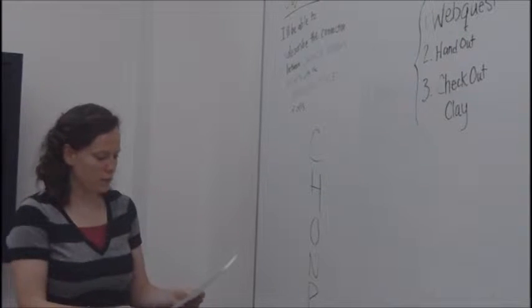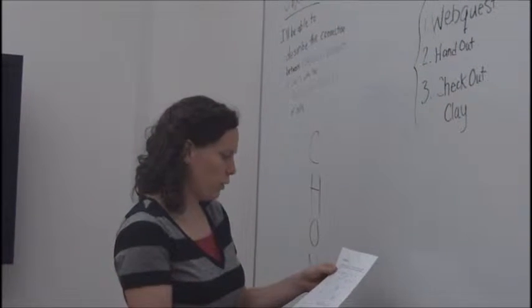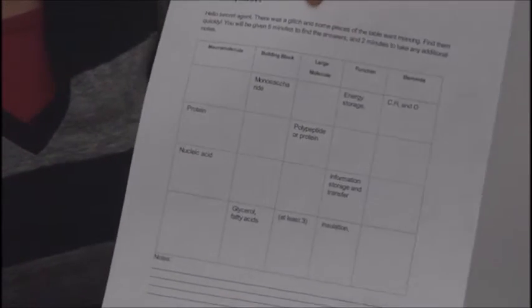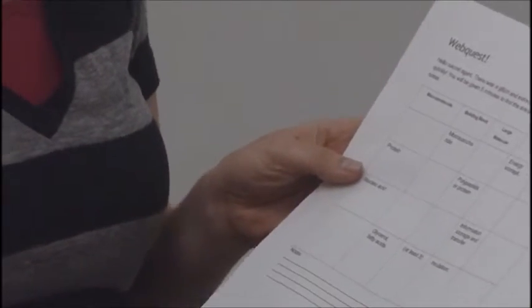So let's introduce you to the web quest. Here's the handout I'll be giving you, and I expect you to be able to fill this out and take notes. Down here at the bottom there's a place for notes. So in each of these will be the macromolecules, and then their building blocks, the next step up, the smallest block, and then larger, and then their function and elements. And if this doesn't all fit in there, that's okay. You can put them on your notes, or just take notes in your notebook.